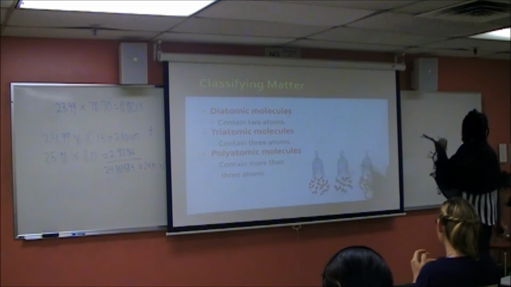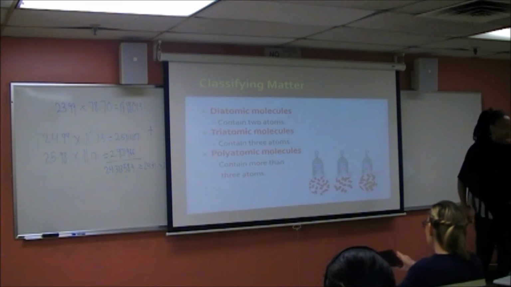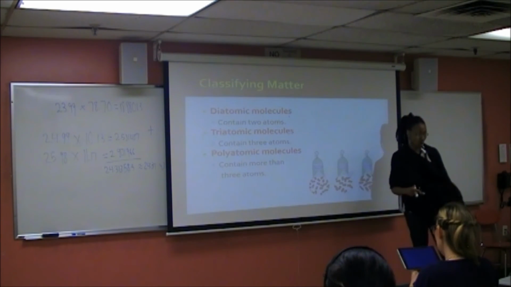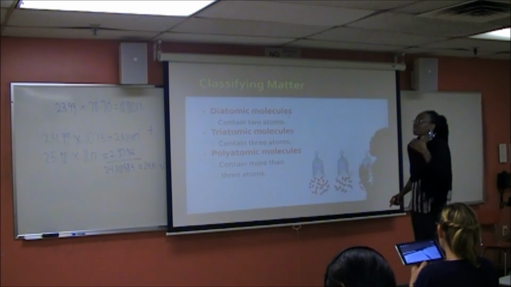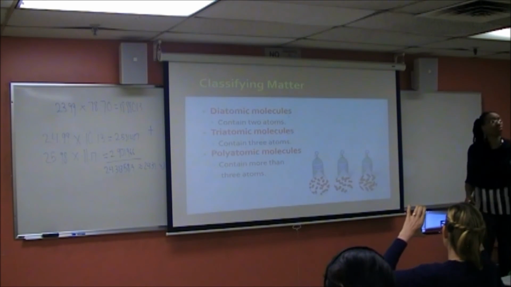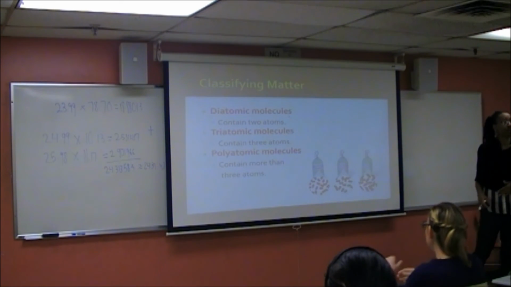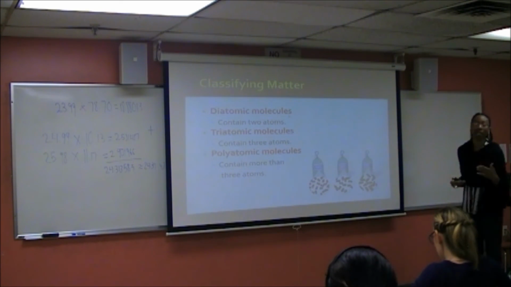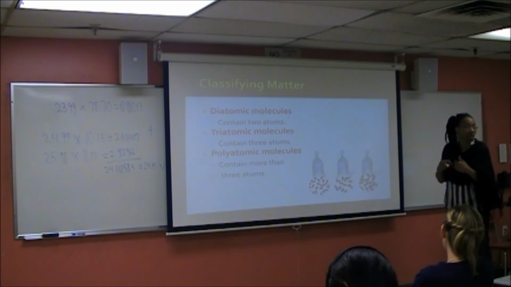Okay? Now, last few things. We're continuing to classify molecules. When we look at molecules, there are more things that you can figure out based on the composition of the molecules themselves. So we have diatomic molecules. Diatomic molecules simply means that you have two atoms in this molecule. Triatomic means you have three atoms in this molecule. Polyatomic means you have four or more. So it has to be more than three.